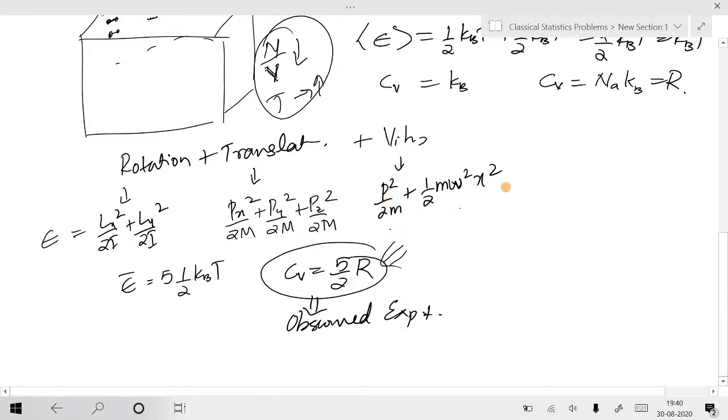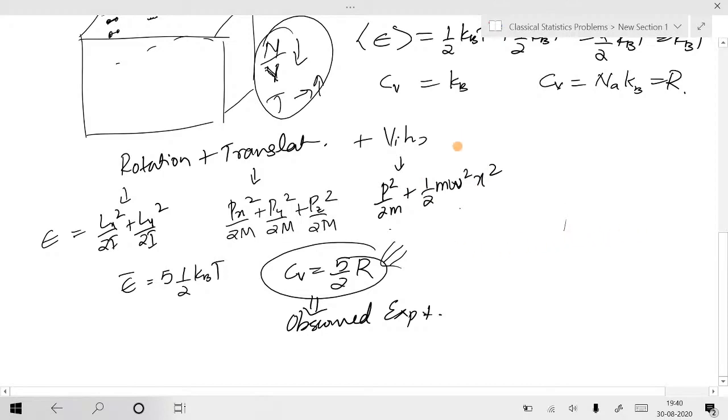But here, while finding this one, you should be careful. While writing vibrational energy, you can write it in this way. For a 2 particle system, you had better convert it into a single particle system, or go to the center of mass and define other things.